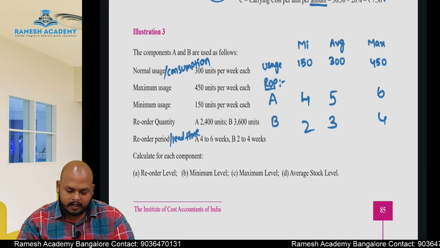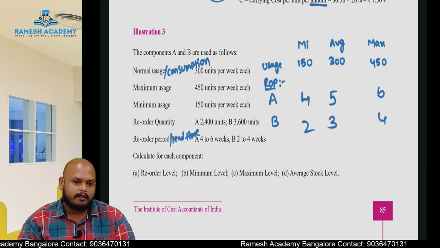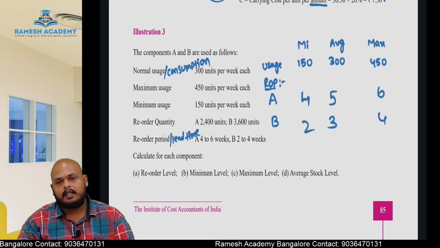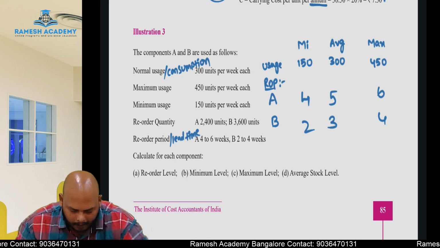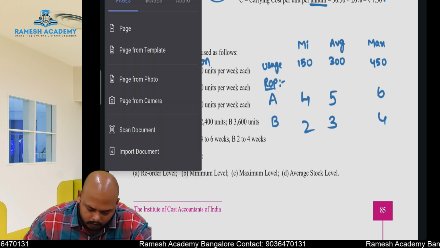What is the first question? Reorder level. What is the formula? Maximum consumption into maximum reorder period. I will show you for one component. Another component you can calculate.